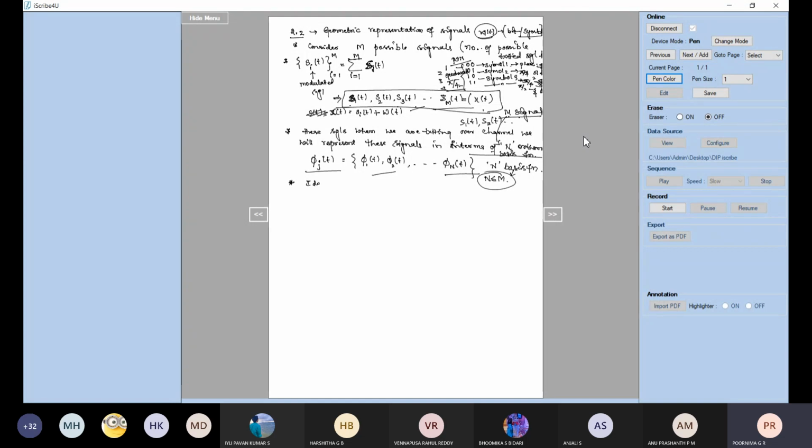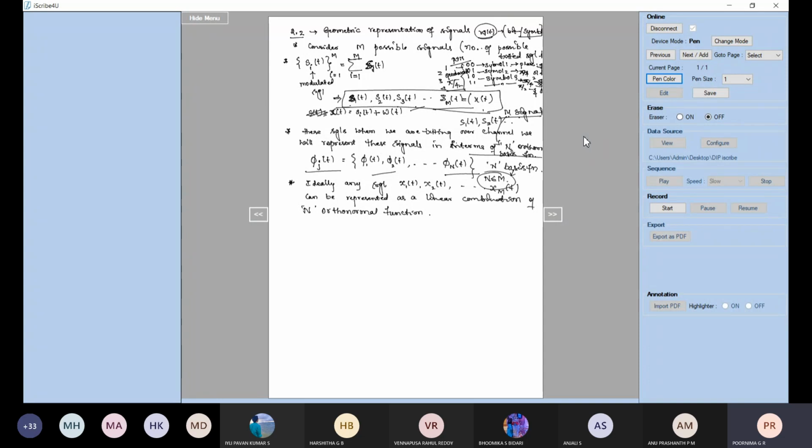Now ideally, any signal before transmission, because that block diagram you already know, any signal x1 of t or x2 of t or x3 of t, etc., xm of t, when they are transmitted over a channel, can be represented as a linear combination of n orthonormal functions.